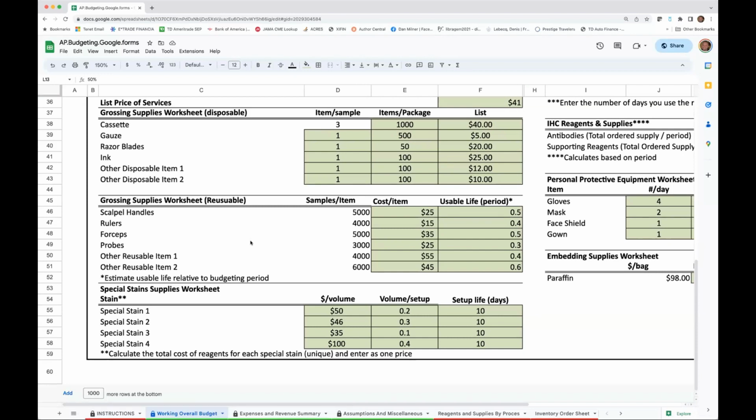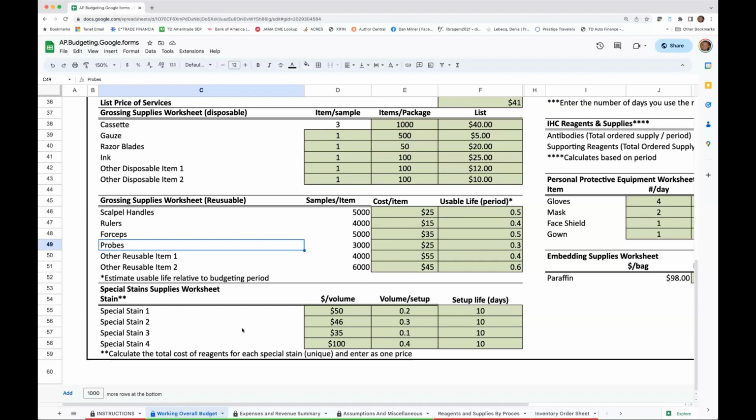you want to estimate the usable life based on the budget period. So for example, we're saying there's a scalpel handle and it costs me $25, and I'm going to use that for 6 months of this 1 year period. And then that scalpel handle won't be any good anymore and I have to replace it. Now I've used scalpel handles for years, so this is just an example. So you may put in a usable life of 100 years or whatever you want. But the point is, certain things are going to wear out and you're going to have to replace them. And so this allows you to say, how much does it cost and how often am I going to replace it? Okay.